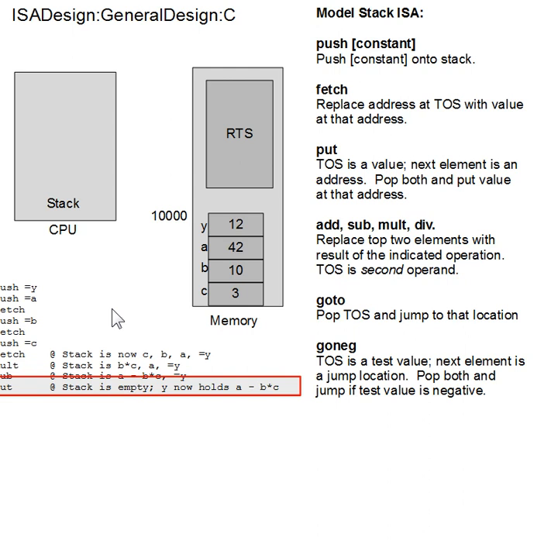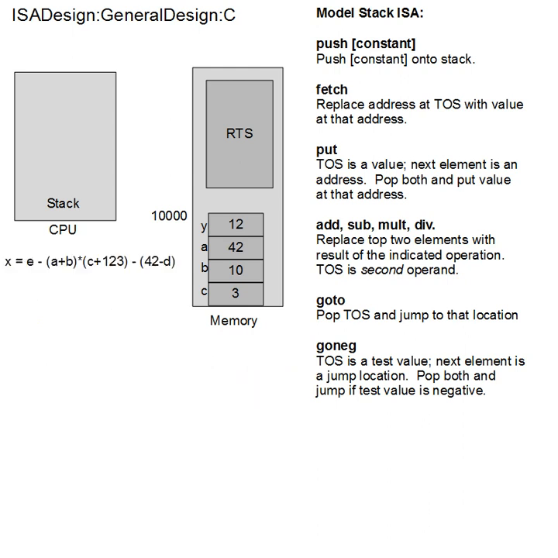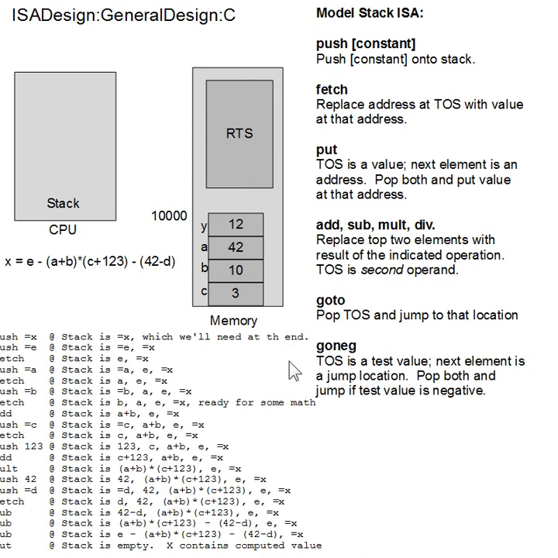But does it work with more complex cases? Sure, if you plan it right. Let's try X equals E minus sum of A plus B times sum of C plus 123 minus sum or difference of 42 and D. You're welcome to give it a brief try yourself if you like, although we won't make it an official in-lecture question. So whether you tried it or not, here is an answer.